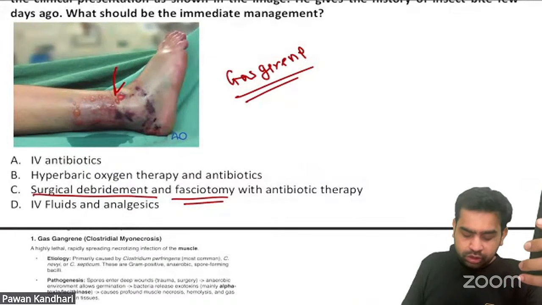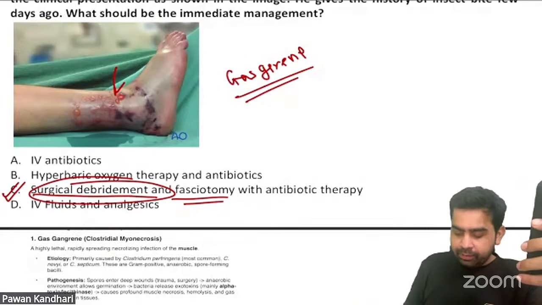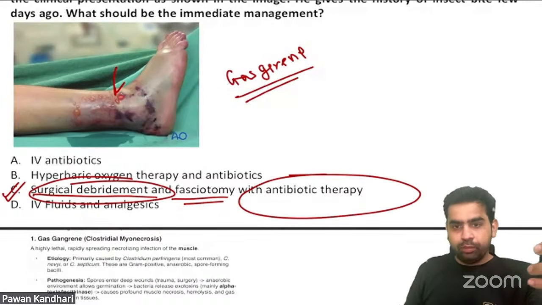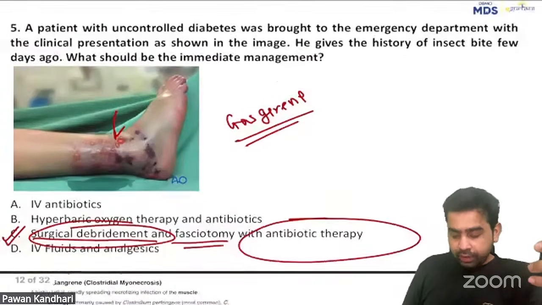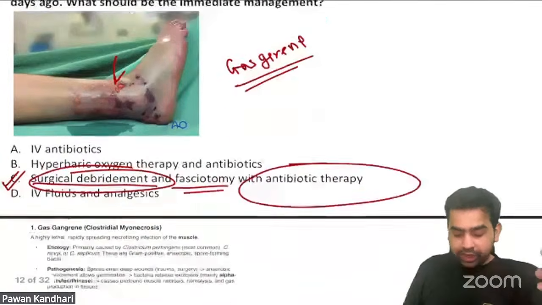What basically matters is this: surgical debridement, along with antibiotic therapy. That is what you basically have to do. I hope you are able to understand this particular point, guys.